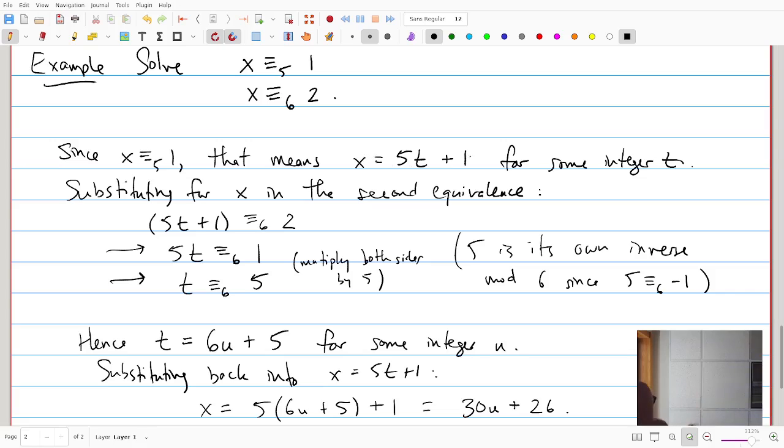we wrote down some expression for x in terms of an arbitrary integer, and then we used one equivalence. Then we used the other equivalence to figure out what that arbitrary integer had to be. It couldn't just be any old thing. It had to be 5 more than a multiple of 6, and then we just put that back in the original equation to figure out what x is.